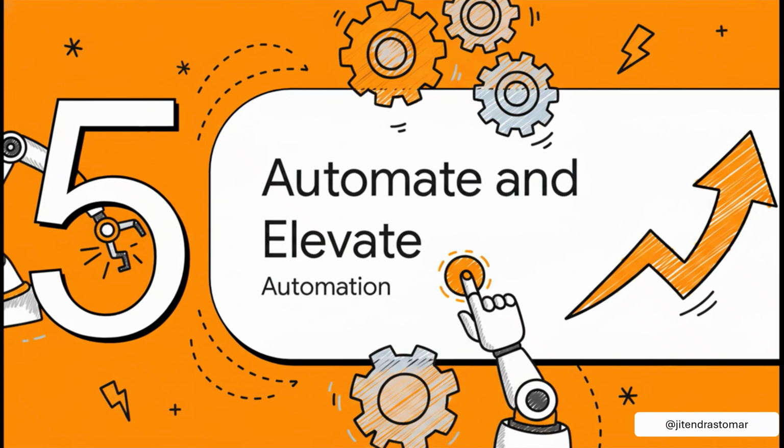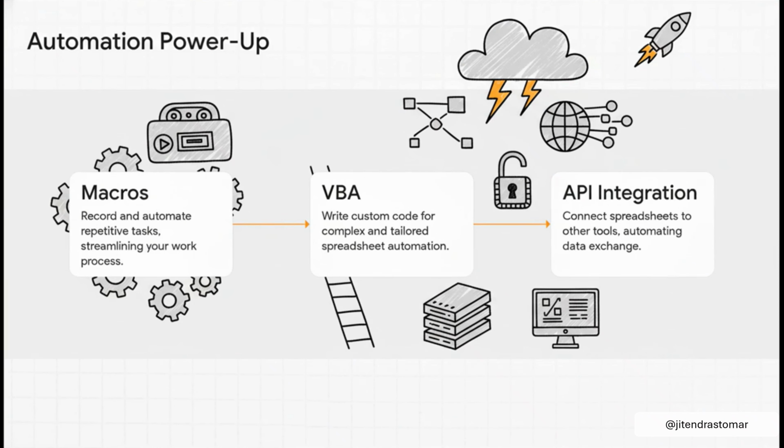So, we've cleaned our data, analyzed it, and visualized it. We're pretty good data detectives at this point. But what if we could get ahead of the game? What if we could make the spreadsheet do all the repetitive work for us? It's time to level up with automation. Think of this as your automation power-up ladder.